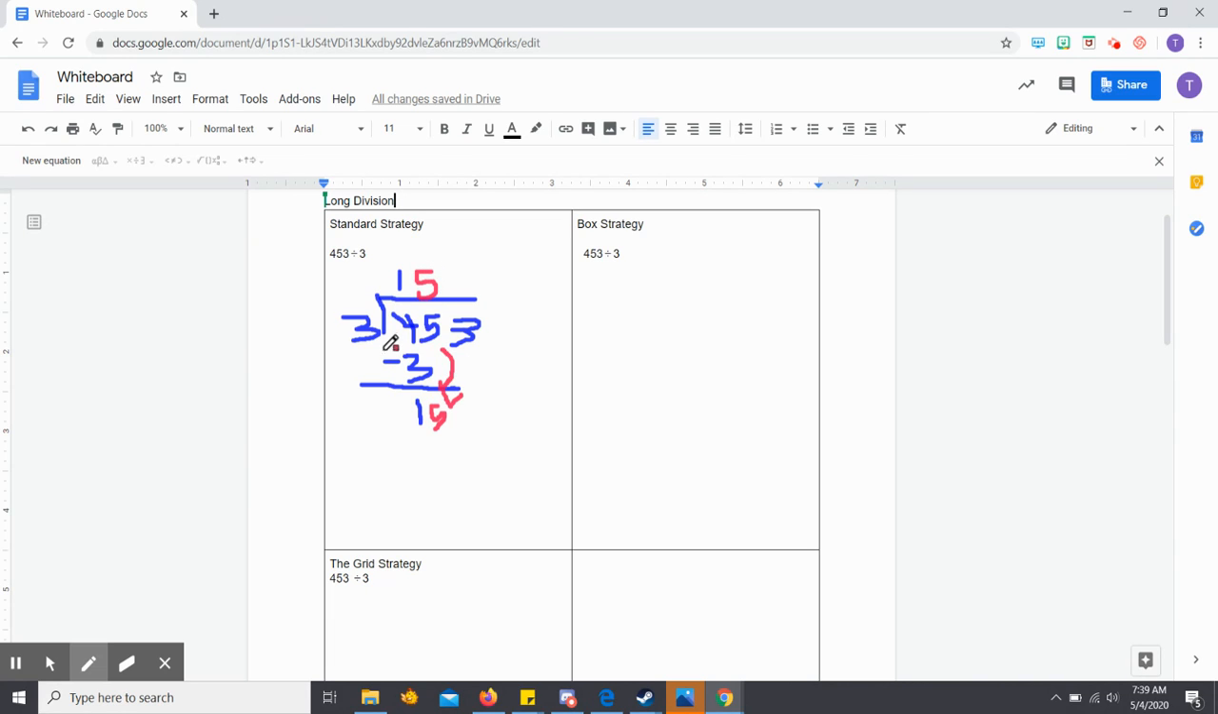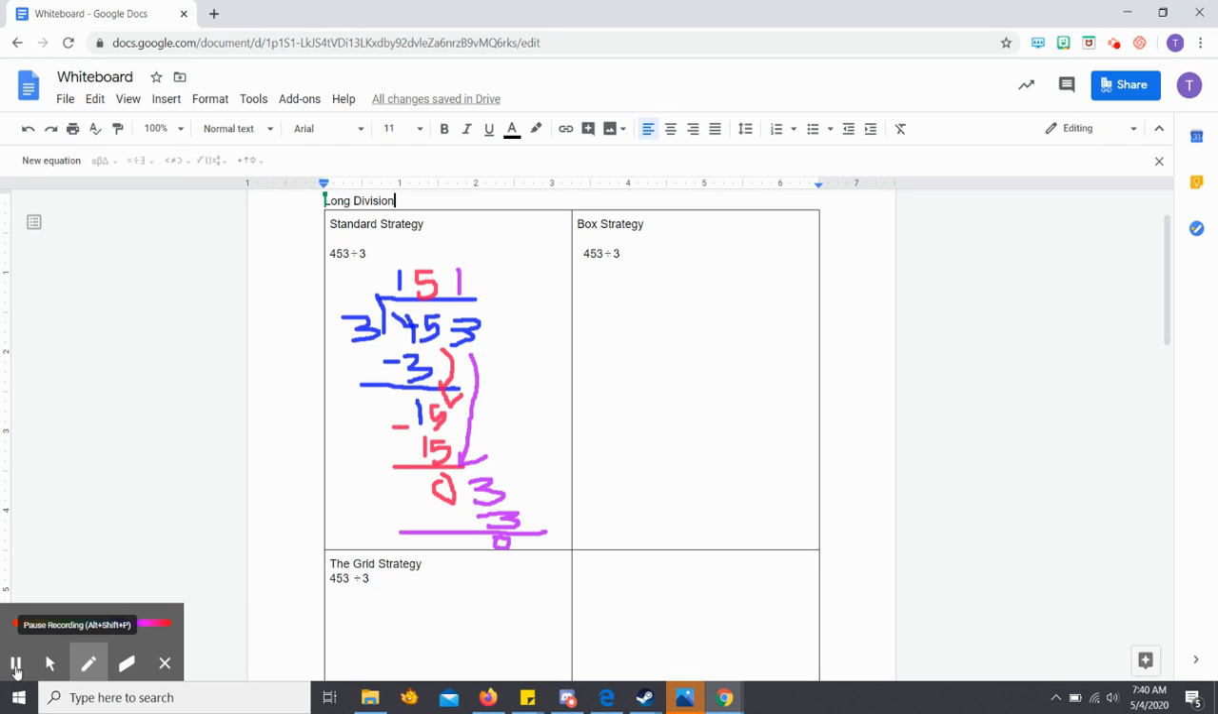And if you don't know, you can always use a multiplication chart. And then I subtract, get 0 remainder, but I'm not done because I still have a number here. So then I drop the 3 down. 3 goes into 3, 1 time. 1 times 3 is 3, big 3 there, Miss Tara, good job. And we're left with 0 left over, so there are no remainders. And that is how you would use the standard algorithm or the standard strategy.